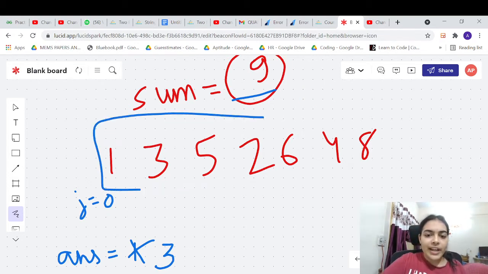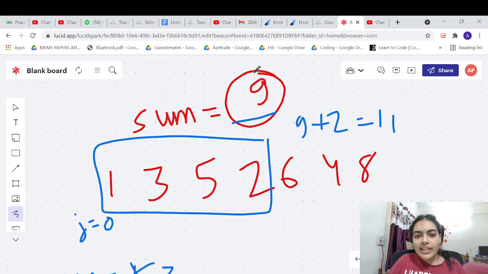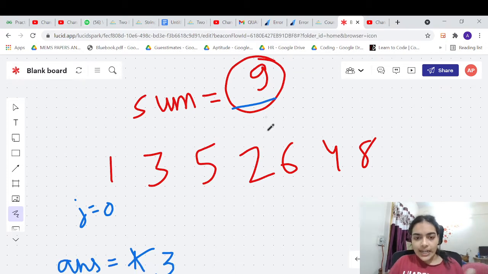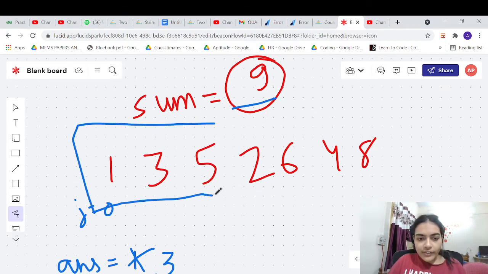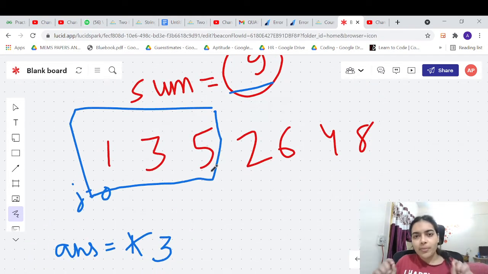So if we take one extra element, 9 plus 2, 11, how can that ever be less than 9? What are we trying to do? We are trying to make a sum which is less than 9. We already found that we are crossing 9 at this point and all the numbers are positive. In the question it is given that there are no negative numbers, right? All the numbers are positive or 0.